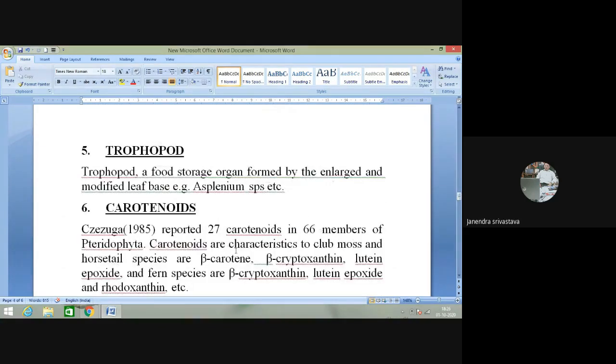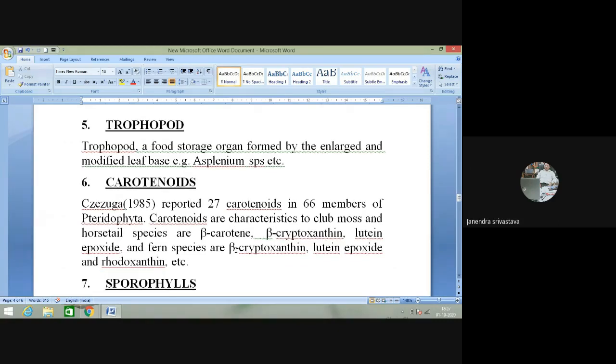What is a trophopod? A trophopod is a food storage organ formed by the enlarged and modified leaf base, for example, in Asplenium species. Carotenoids: 27 carotenoids have been reported in 66 members of Pteridophyta. Carotenoids are characteristic of club mosses and horsetail species, such as beta carotene, beta cryptoxanthin, lutein epoxide, etc.